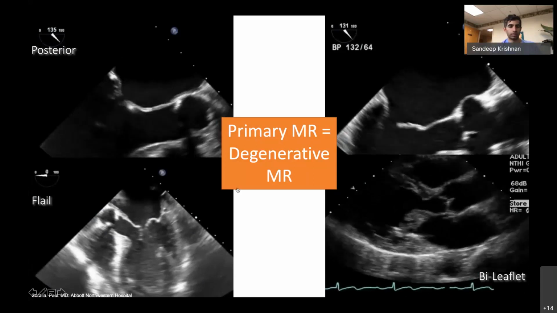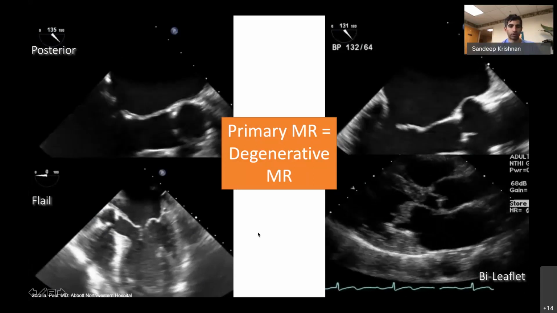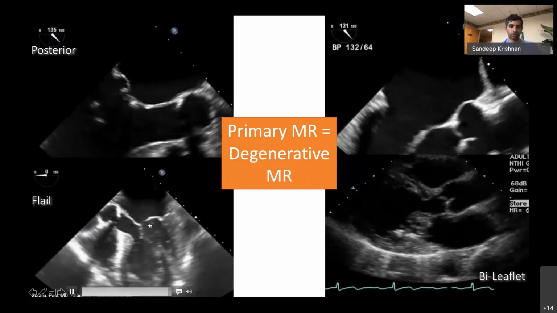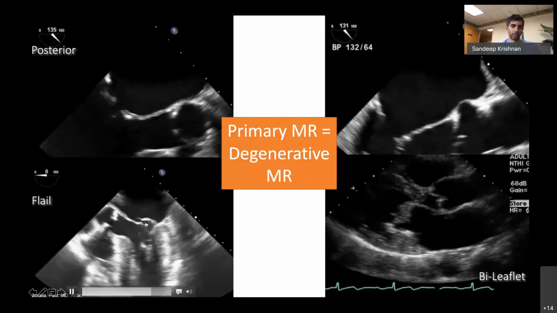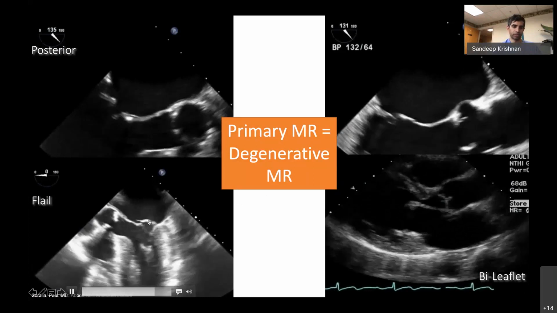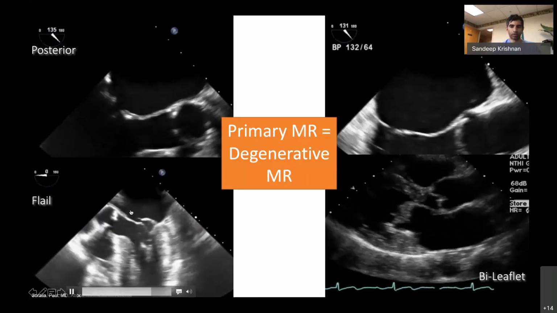Then the bottom left is what we call a flail leaflet. And this is the posterior leaflet on a transesophageal echo, and it's flail, meaning it's coming above the line of coaptation. And this is definitely going to cause severe MR.